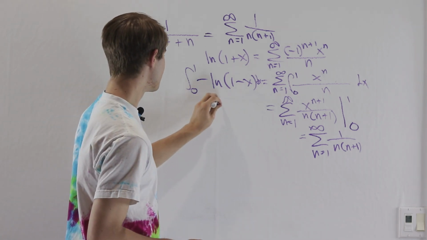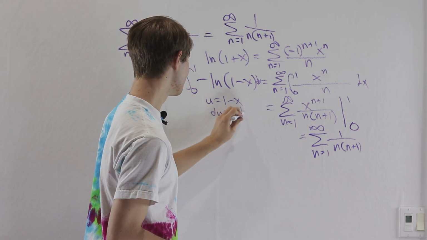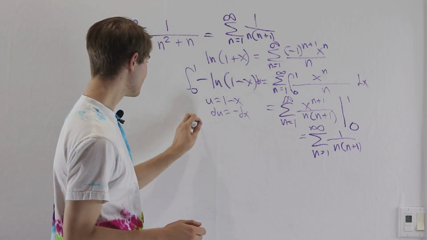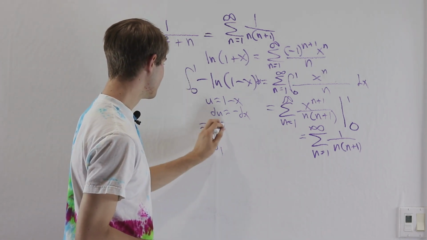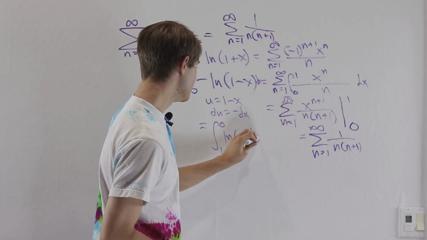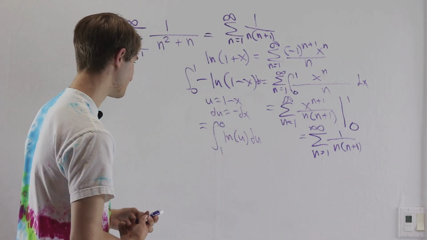To start out, we can substitute the inside u equals 1 minus x, just like that, and du becomes negative dx. Luckily, we already have our negative dx in this integral, so we're just going to get 1 minus 0 is 1, 1 minus 1 is 0, and then we'll get natural log of u du. And let's do this one using integration by parts.